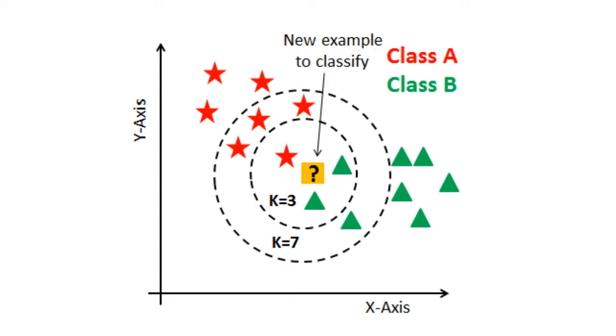Choosing smaller values for K can be noisy and will have a higher influence on the result. Larger values of K will have smoother decision boundaries, which means lower variance but increased bias. Also, computationally expensive. Data scientists choose an odd number if the number of classes is even. You can also check by generating the model on different values of K and check their performance.